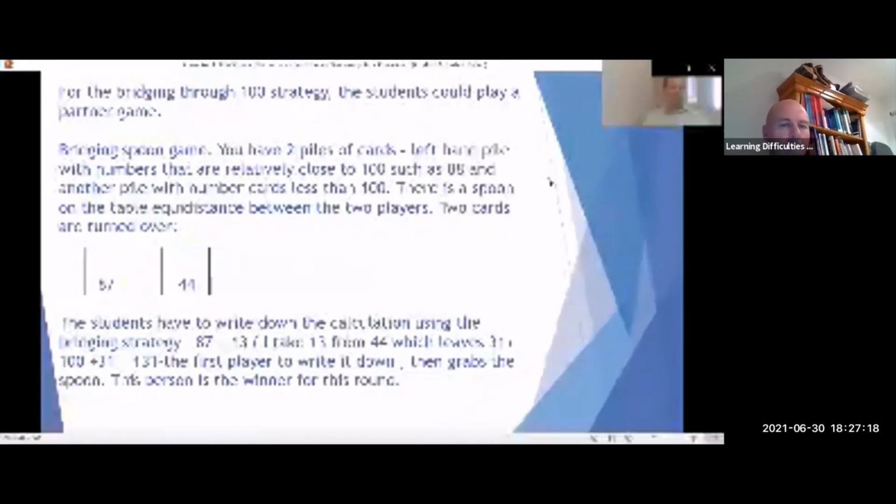So for the bridging through 100 strategy, the students could play a partner game. This is just an example. It's called the bridging spoon game. There are 2 piles of cards: a left-hand pile with numbers that are relatively close to 100, such as 88, and another pile of cards with numbers less than 100. The 2 players sit opposite each other, and there's a spoon or an object equidistant between the 2 players.